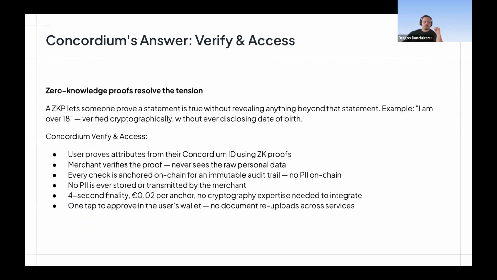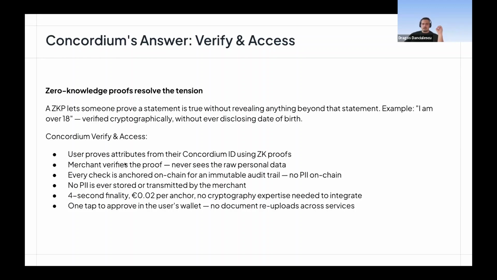Now, Concordium's answer, verifying access, is done through zero-knowledge proofs. A zero-knowledge proof, as we mentioned before, proves that a statement is true without revealing anything beyond that statement. So you can simply say, I am over 18, and that's it. You're not going to show your age. You're not going to be doing anything else.